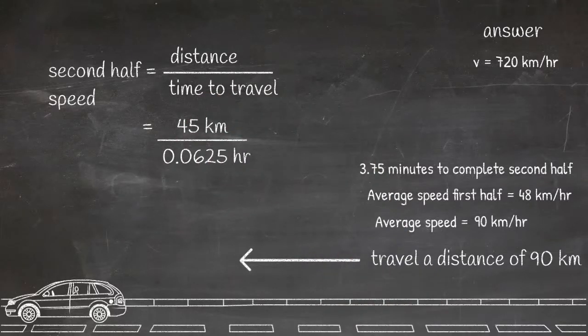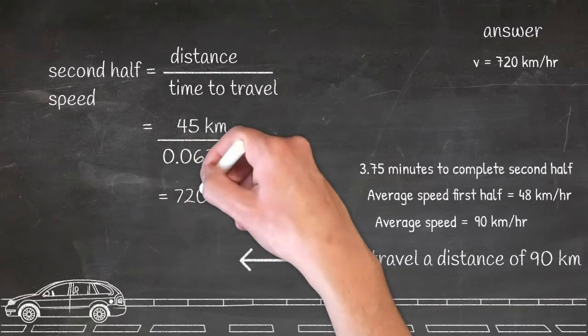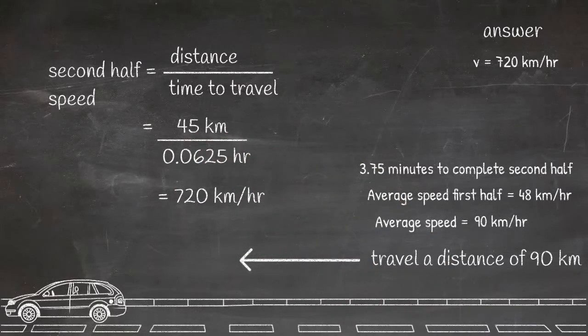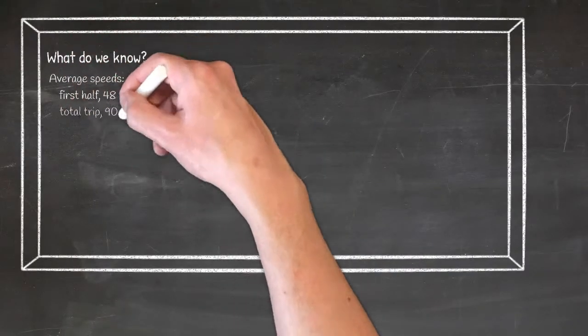0.0625 hours to complete the second half of the trip. You do that division, and again, we get a speed of 720 kilometers per hour. Okay, we verified the answer. It's the same thing. So that's all there is to this particular problem.